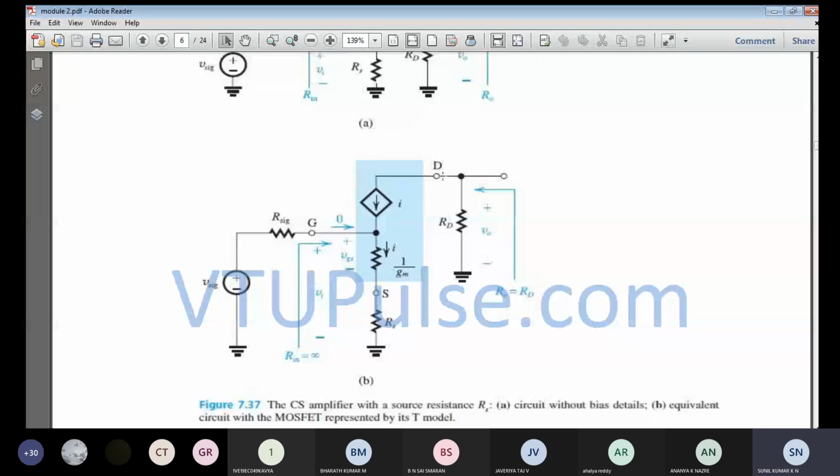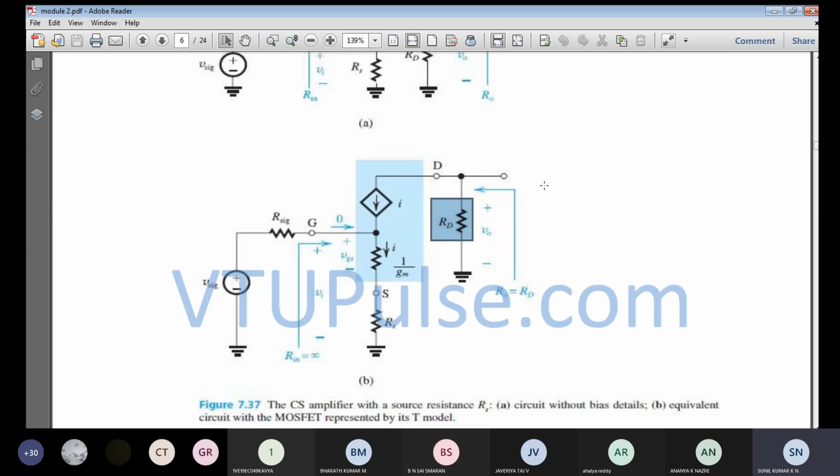And then what is the resistance when you look from the output terminal, the drain? Looking from the drain terminal, what is there between the drain terminal and ground? So what is the output resistance? You can see this is the resistance RD, which is connected between the drain terminal and ground. So this is obviously the output resistance. We are not going to consider RL as of now.